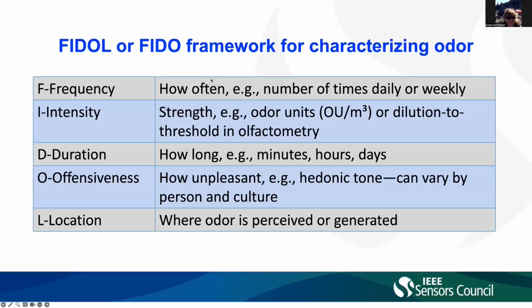Now, to characterize malodor, which is what we're going to have to do in this standard, we're going to use the FIDO framework for characterizing odor. F stands for frequency, how often does it occur? I for intensity, what's the strength? And this is typically done in what's called odor units, or how many times do you have to dilute it to get to threshold. D is the duration, how long is it? How offensive is it? That's the O. And the location, where is it perceived and where is it generated?